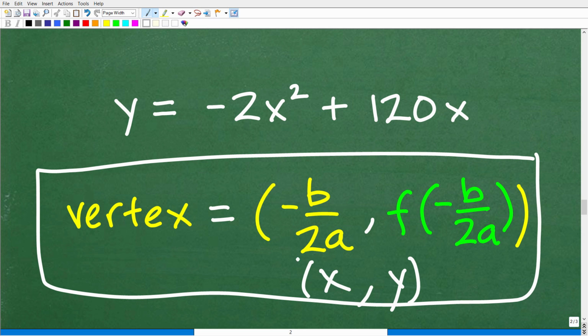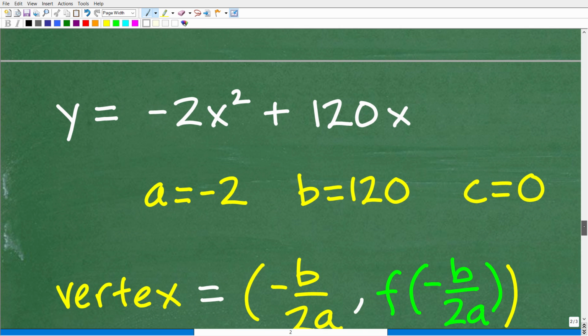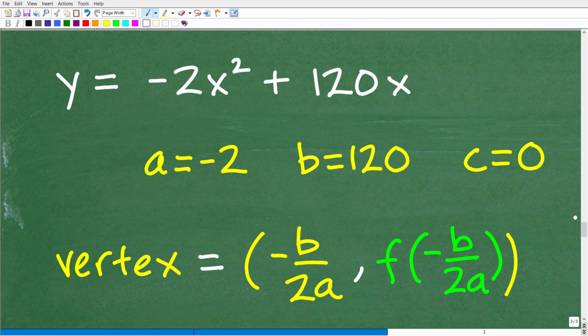Basically, we're going to get this x coordinate, and then that answer we're going to plug into the function, and then we'll get the y coordinate. So let's go ahead and see how this is done. This is not that difficult. So we have our a, b, and c values. Now the a, b, and c values that we're talking about are the same a, b, and c values that we use with the quadratic formula, if you're familiar with the quadratic formula.